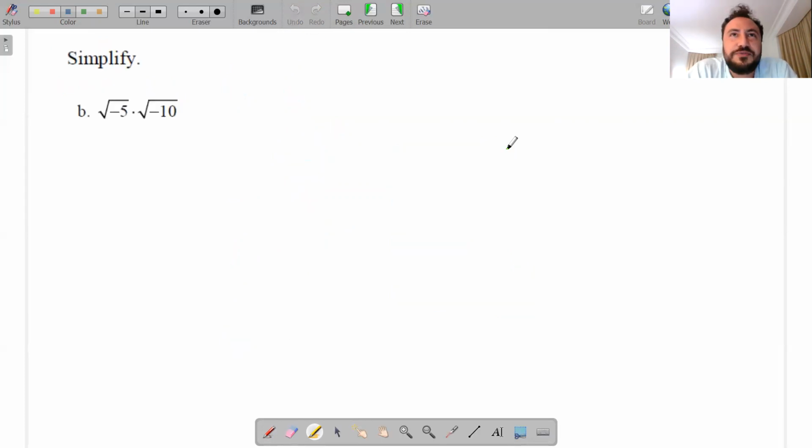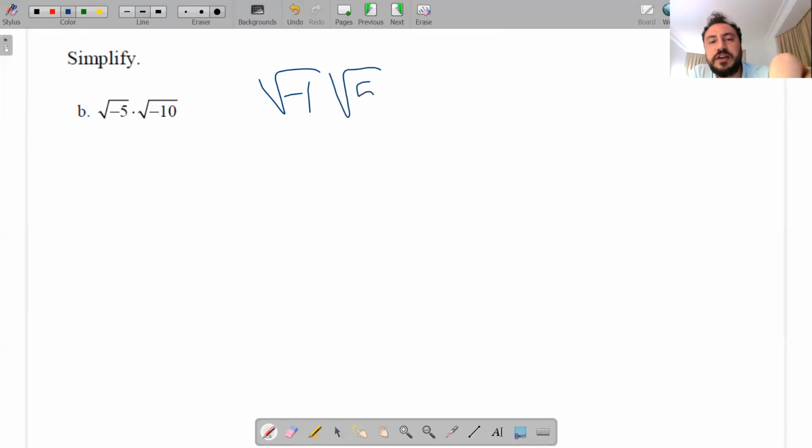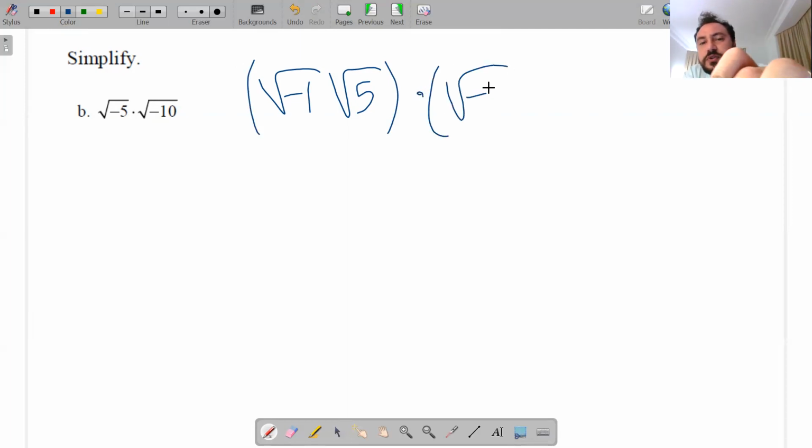Let's say that you have a case of multiplication of square roots with negative numbers inside. What do you do? Well, first of all, we know there is no real solution for this specific case, but we can rewrite those two square roots, because square root of -5 is the result of the multiplication of the square root of -1 times the square root of 5. And square root of -10, the same, is the result of the multiplication of square root of -1 times the square root of 10.